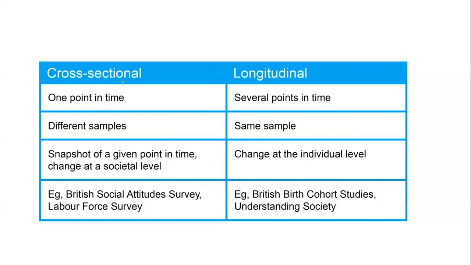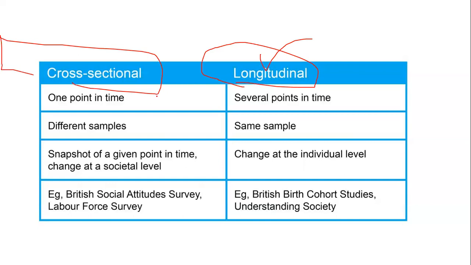So for example, in cross-sectional, the British Social Attitudes Survey is done. Whereas the British birth cohort studies, understanding the society, go over a huge period of time. So whatever gets involved with time, with a longer period of duration, comes under longitudinal. It is considered longitudinal. Cross-sectional, that is from different sections, comes under cross-sectional.